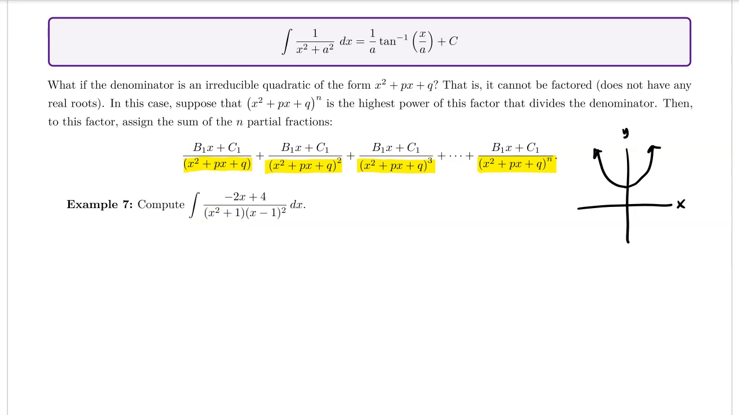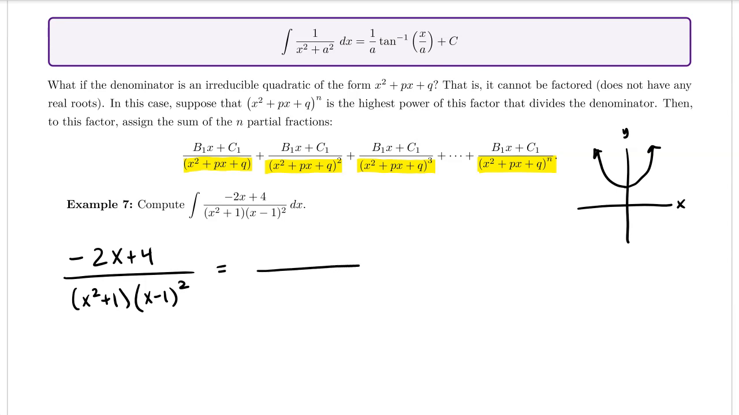What does that mean in terms of when we're trying to break this up into multiple fractions? So I have negative 2x plus 4 over x squared plus 1 times x minus 1 quantity squared. And we're going to need 3 different fractions. One with a denominator of x squared plus 1.